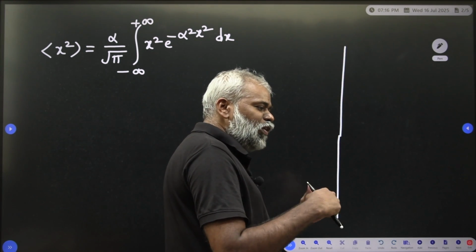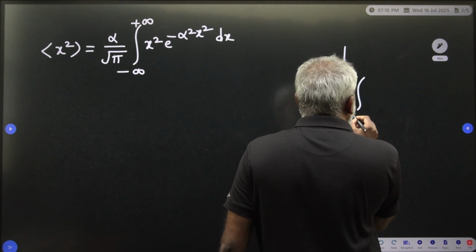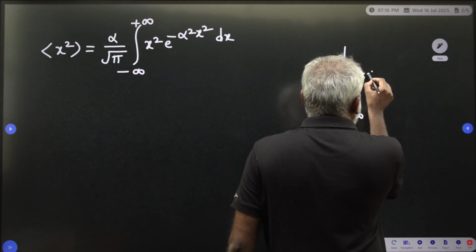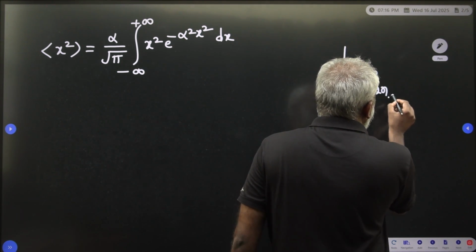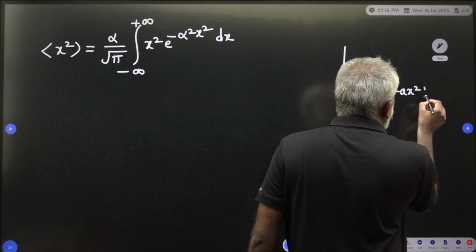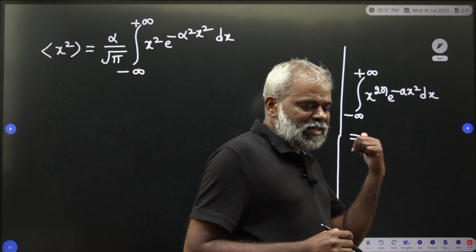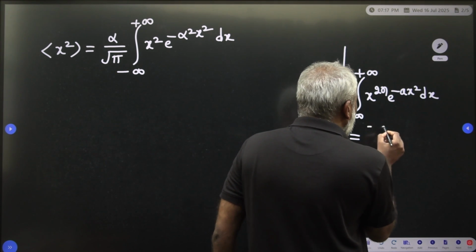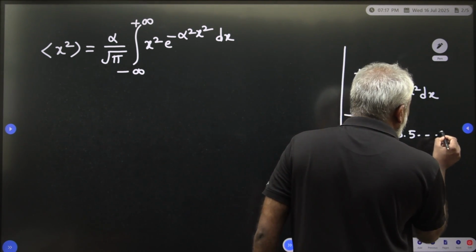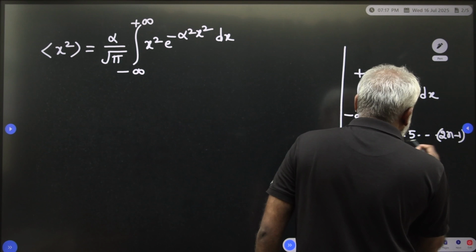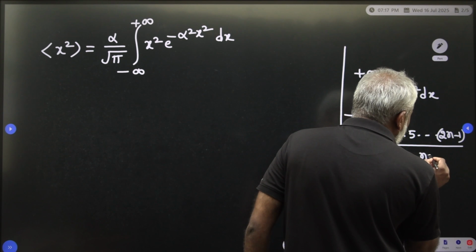This formula is already known in mathematical methods of physics. I told you because one year back: the integral from minus infinity to plus infinity of x to the power of 2n into e to the power of minus a x squared dx is equal to root pi into 1 into 3 into 5 and so on up to (2n minus 1), divided by 2 to the power of n into a to the power of (n plus 1 by 2).